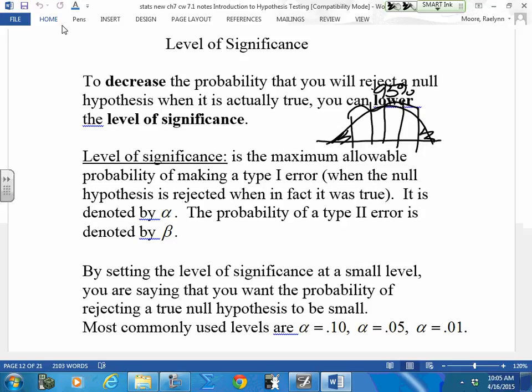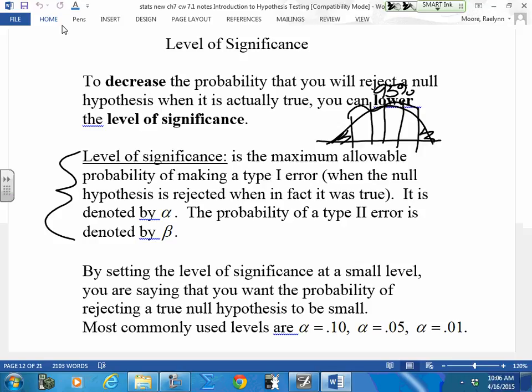Okay? It's kind of the flip side of the confidence interval. You need it to be 95% confident. You're going to look for your error for the 0.05 level of significance. Okay, so now, very, very important, and this is on your note page: your level of significance is your maximum allowable probability of making a type 1 error. Type 1 error says you rejected the null when in fact it was true.